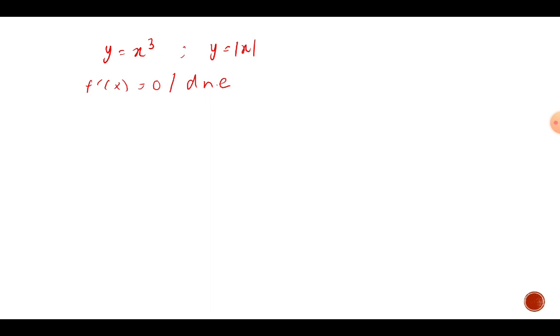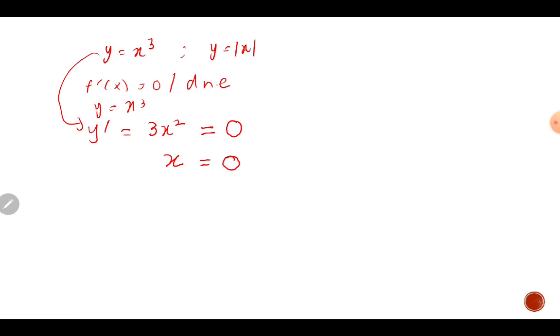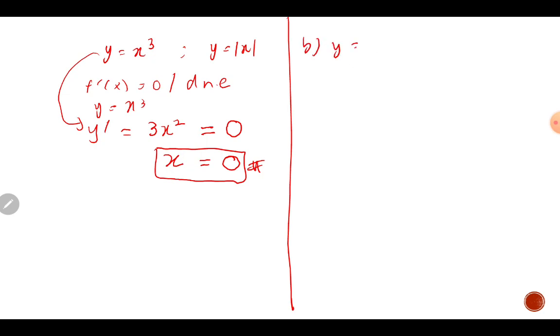So if you look here, y equals x cube, y prime is the derivative, which is 3x square. For 3x square, to find its critical points, we let it equal 0. So x equals 0. Right? 3x square equals zero, so x equals zero. Then you may say x equals zero is your critical number. Okay, your critical number.